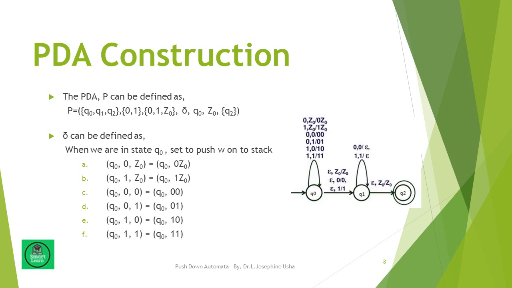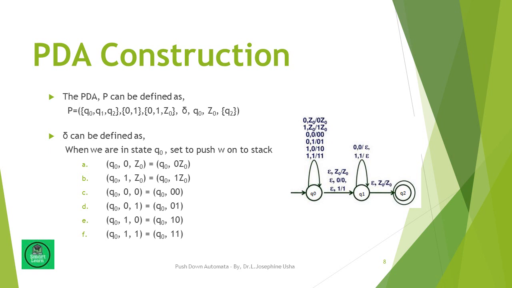Here assume we have 3 states: Q0, Q1 and Q2. The input symbols are only 0 and 1, and the stack symbols are 0, 1 and Z0. Then we have delta, the starting state is Q0, the initial stack content is Z0, and the final state is Q2.